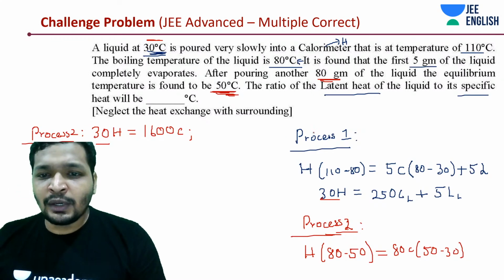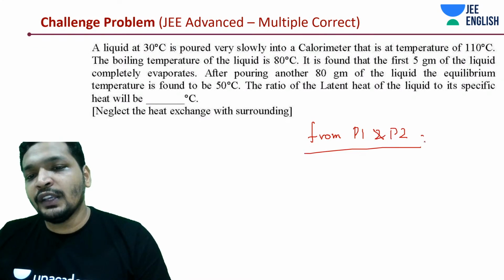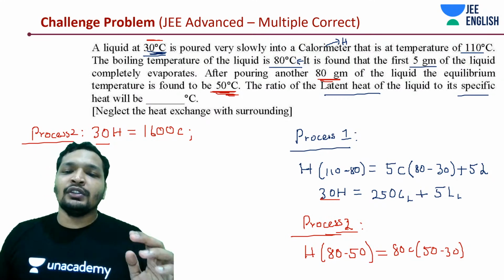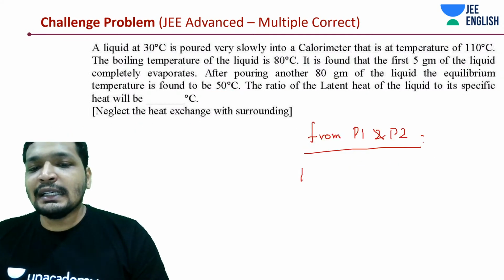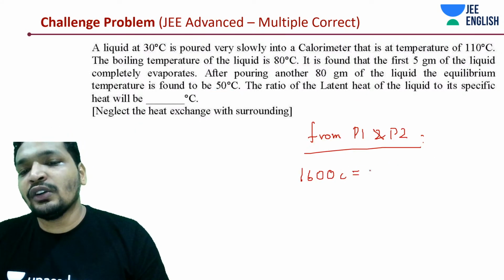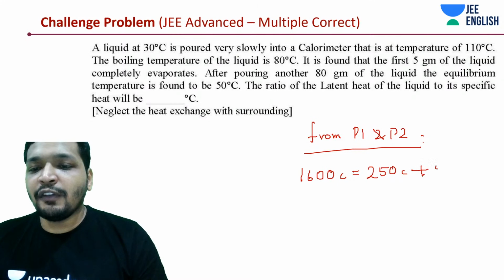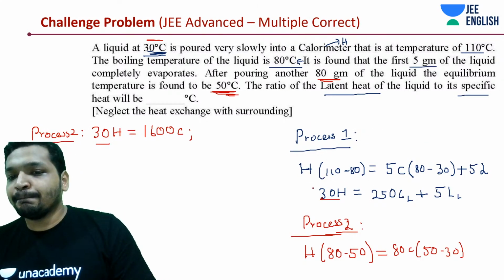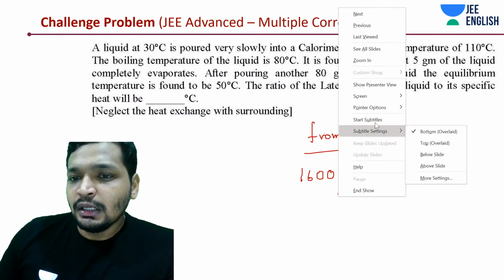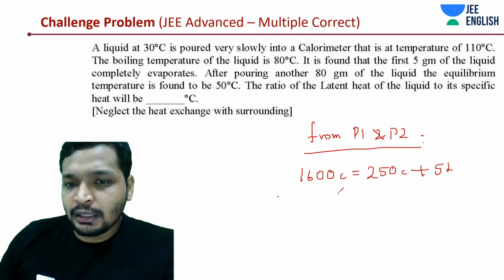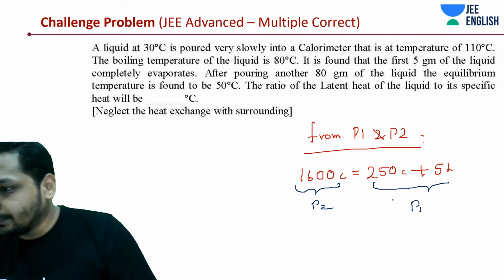1600 C from process 1 and process 2. From process 1 and process 2, we could have simply equated the equations on the right hand side. So equating the right hand sides, 1600 C is equal to 250 C plus 5L. I'll write it down later. Maybe we want to use the CL or maybe not at this moment. I'll just mark out: this is from process 2, and this is from process 1.